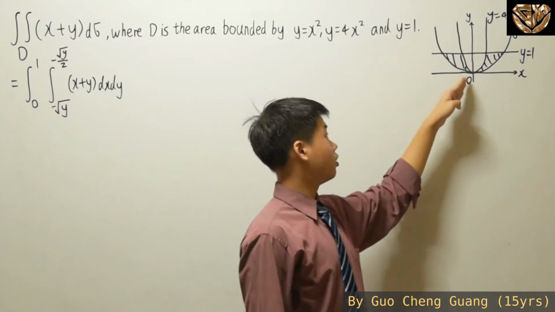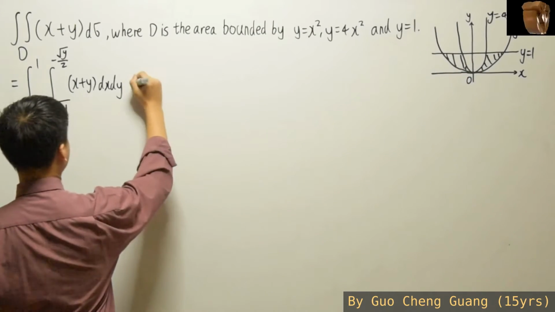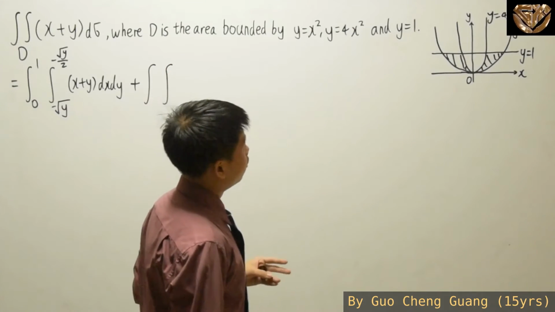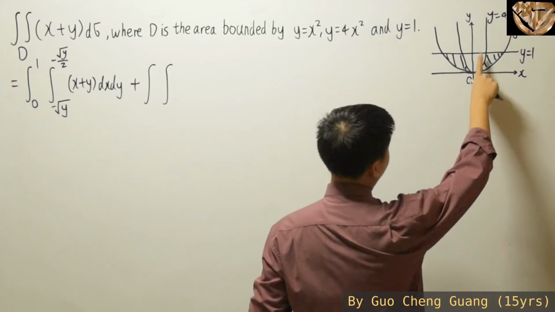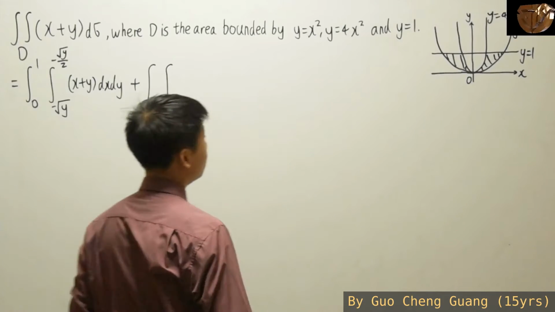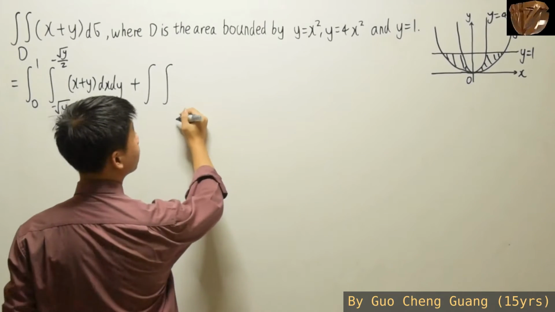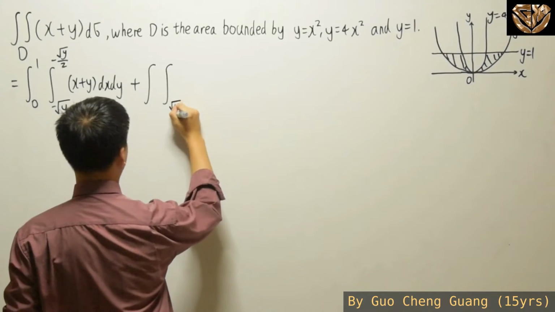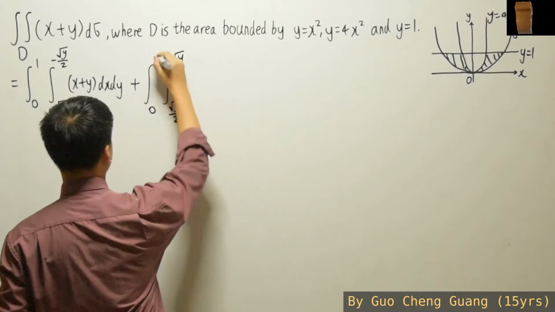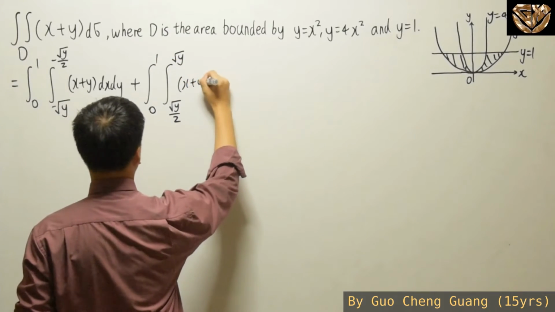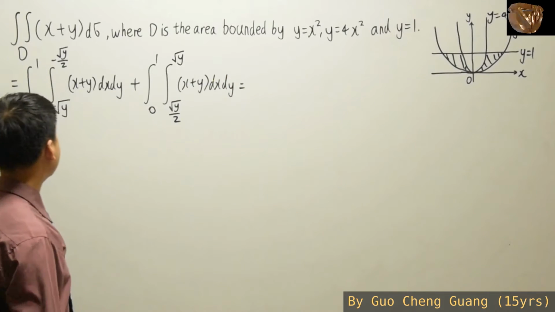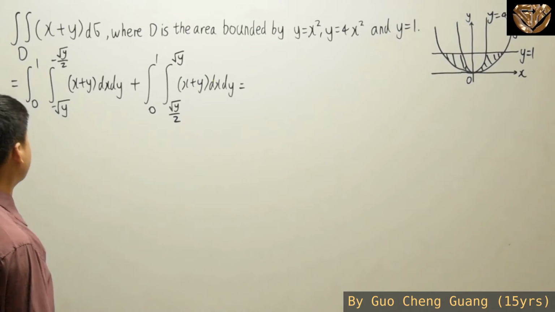Now let's take a look at the area on the right side. So for the area on the right side, your function would be from this curve to that curve, which will be square root y over 2 to square root y, and then from 0 to 1. Then x plus y dx dy. Okay, so this is what we are going to see.